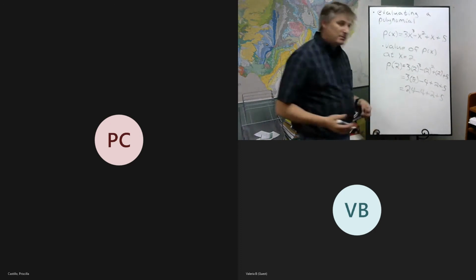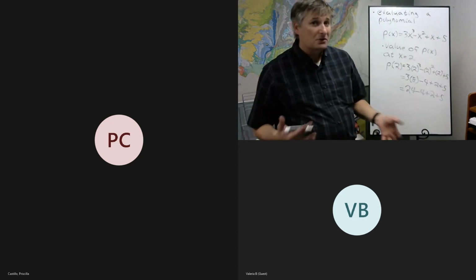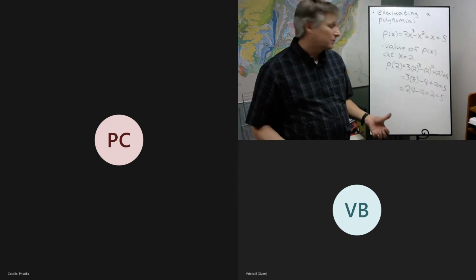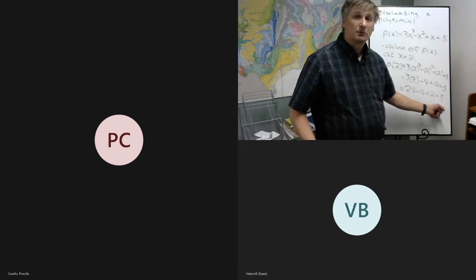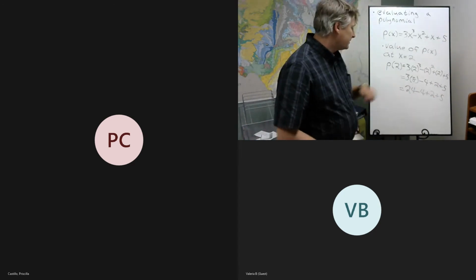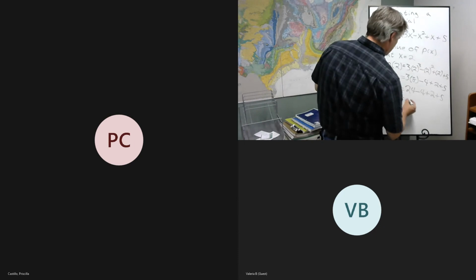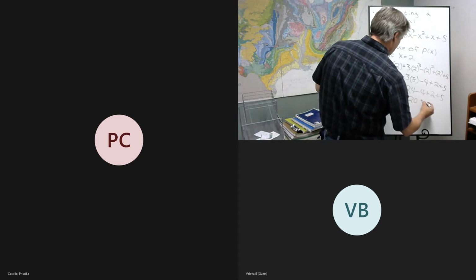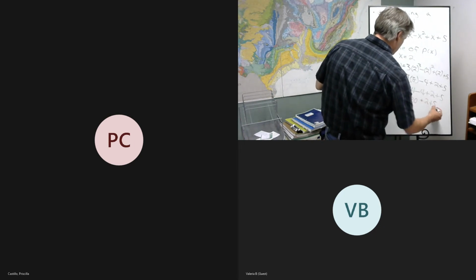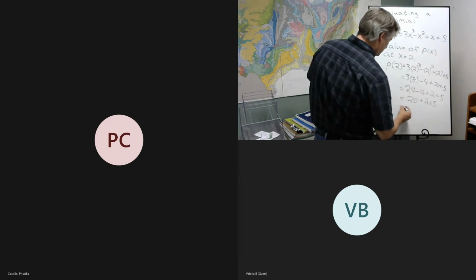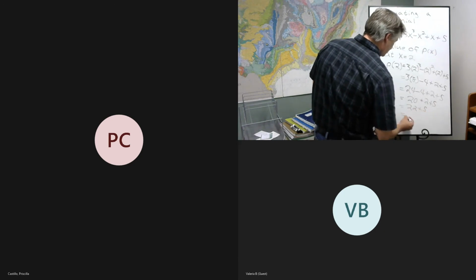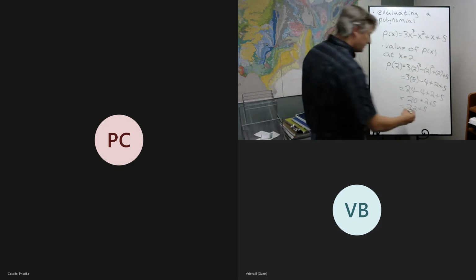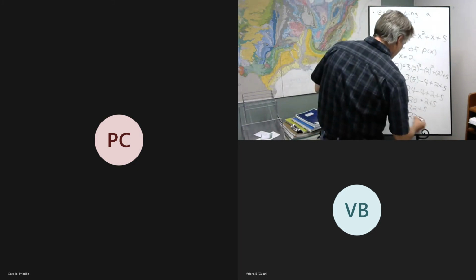So knowing PEMDAS, especially for subtraction and addition, is going to be helpful for polynomials. We do subtraction and addition going from left to right. 24 minus 4 is 20. 20 plus 2, 22, and then 22 plus 5, 27.